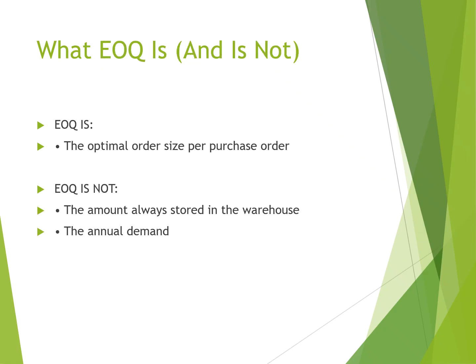This slide is very important because many people misunderstand EOQ. EOQ is the optimal order size per purchase order. EOQ is not the amount of inventory that stays in the warehouse all the time. EOQ is also not annual demand. Think of EOQ as how much should I order each time I place an order.